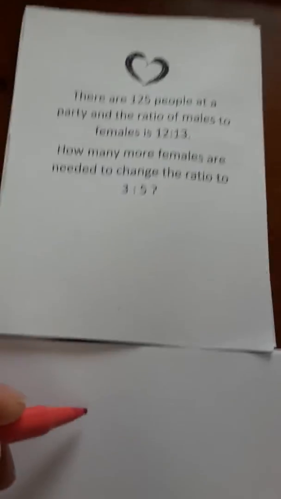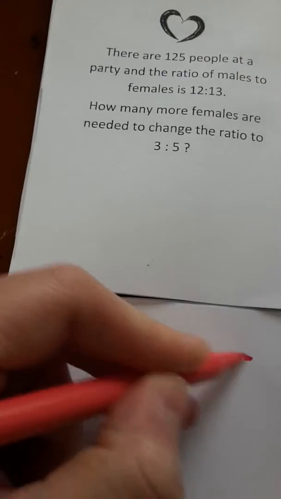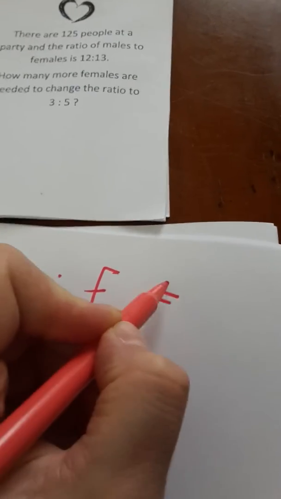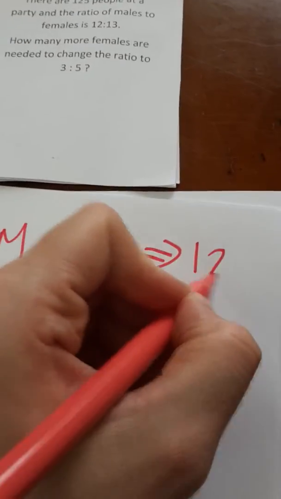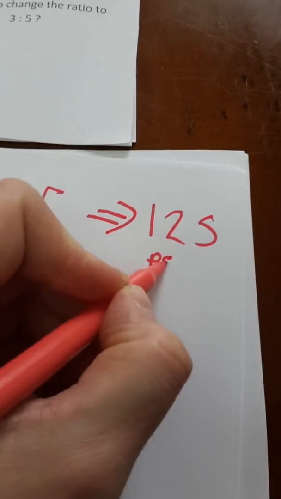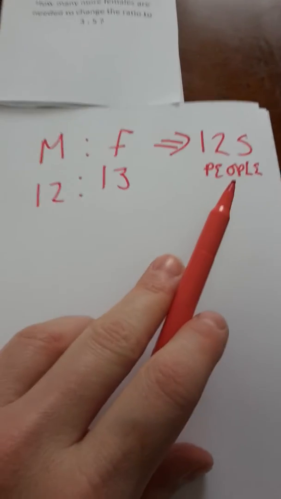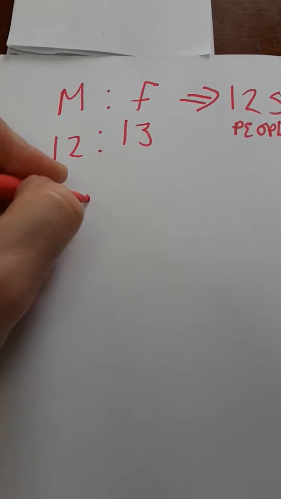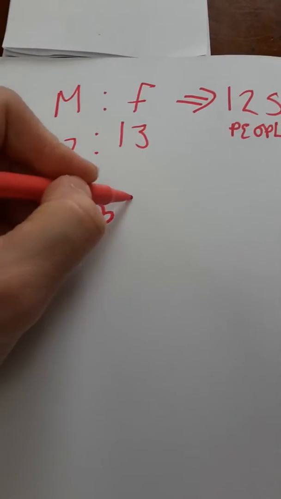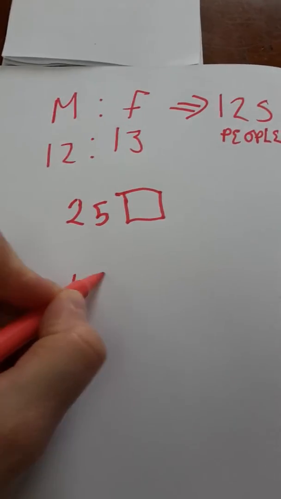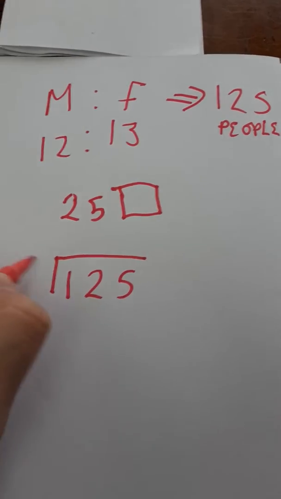So, I know that there's going to be 125 people at a party and the ratio of males to females is 12 to 13, and I know that there's going to be 125 people in total. Because people represent both male and female, we need to add these up. So that means that there are 25 boxes in total. So I want to find out what one box is, so I'm going to do 125 divided by 25.